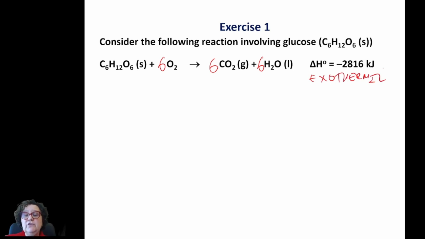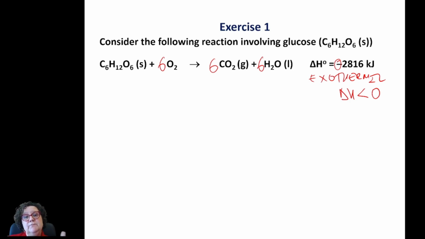And why do I know it is exothermic? Because the value of enthalpy is a negative number. That's what I know. That minus is what tells me this energy is going to be released. The next thing the question was asking us is, okay, what happens if you have 2.5 moles of glucose? And we mentioned in a previous slide that enthalpy, or all these functions, are extensive properties. It means that it depends on the quantity of the chemical you have.